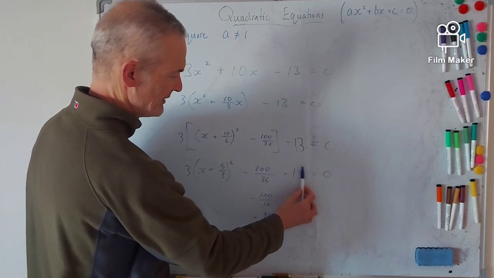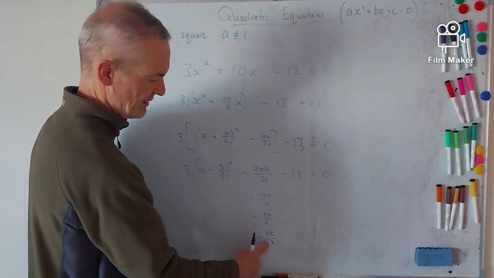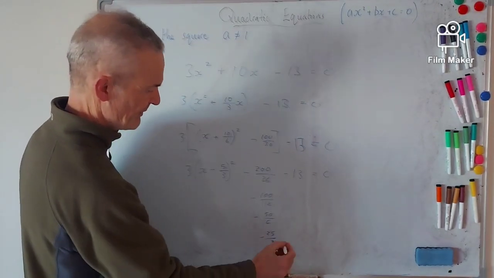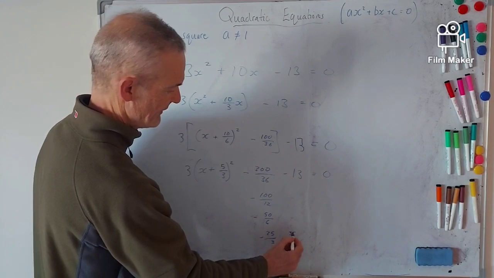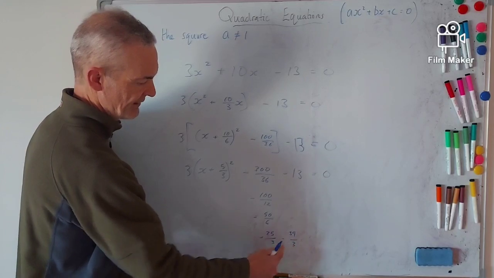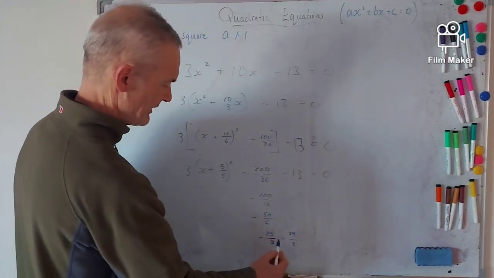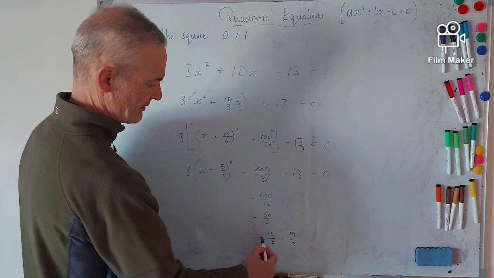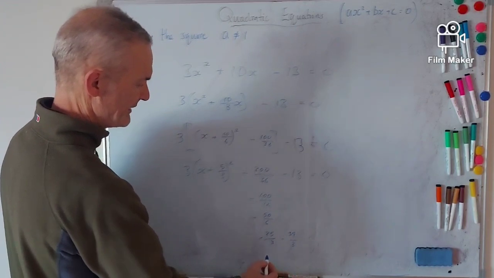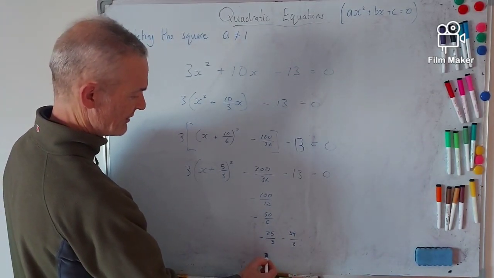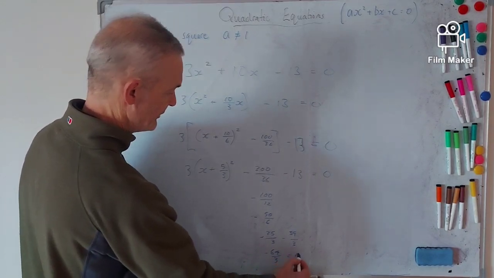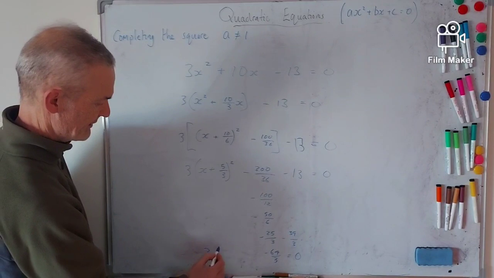Now this one here, I'm going to write that one with a denominator of 3, so I can do the subtraction easily. So if I just multiply that up by 3, I'm going to get 39 over 3. And that's enabled me to have the denominators both the same. So I can do 25 minus 39, that's going to give us minus 64 over 3, put that equal to 0, and then I can just put this in here.